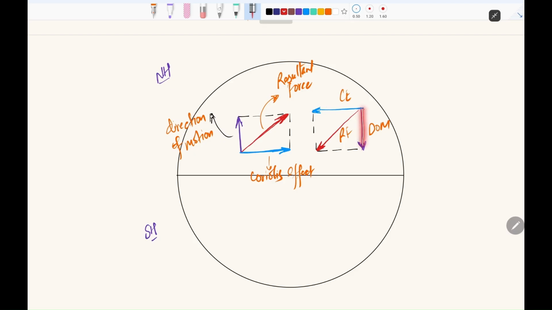Again, this is the direction of motion, this is the Coriolis effect, the net resultant force is this, it is towards the right of the direction of motion. So in the northern hemisphere, the Coriolis effect deflects the moving objects towards the right of the direction of motion.